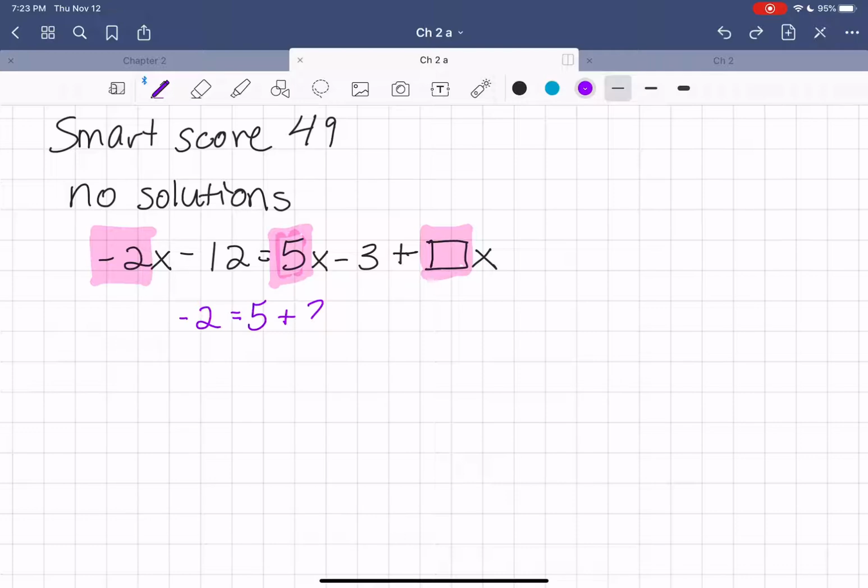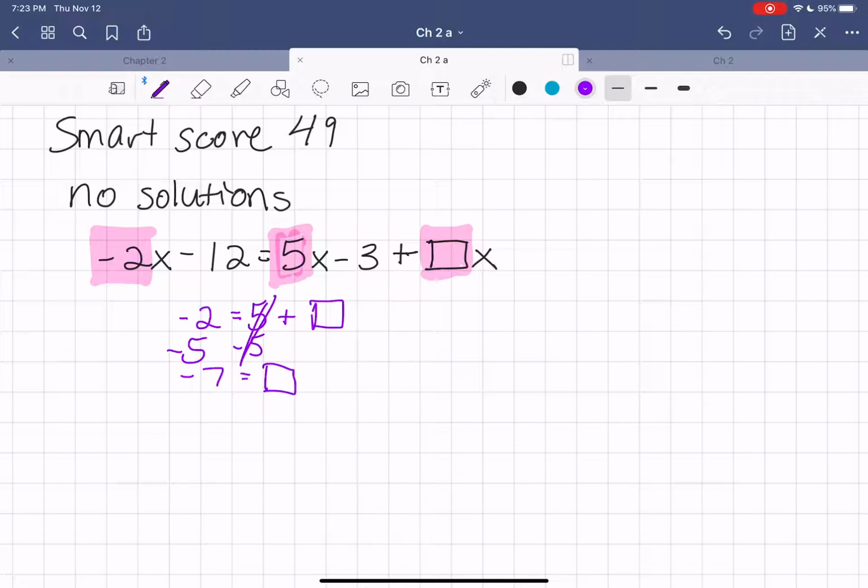Or you could put it as a box. This is a much easier equation to look at. If I needed to solve it and couldn't figure it out in my head, I would do minus 5 on both sides, and I get negative 7 equals what is in the box. So that means that I need a negative 7 in the box to get no solutions, because that's how I get the variables to cancel out.